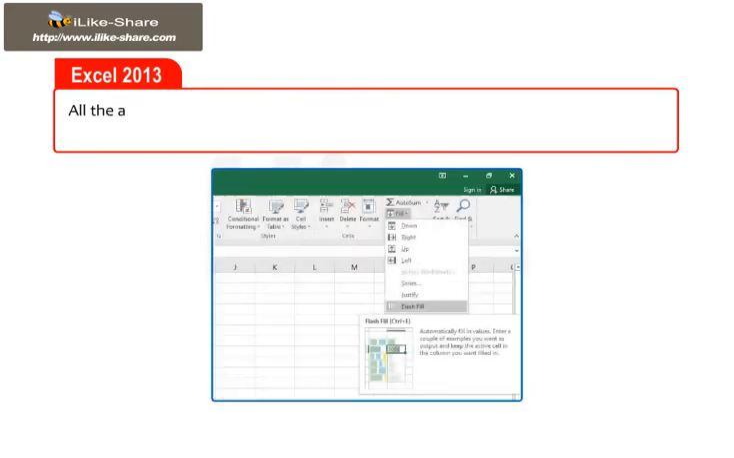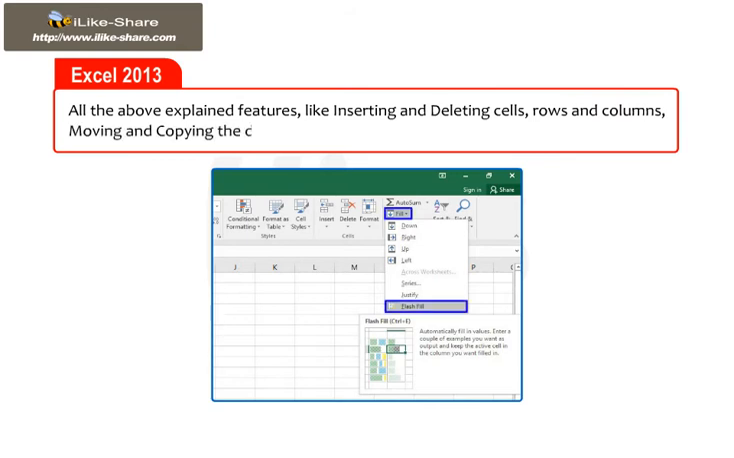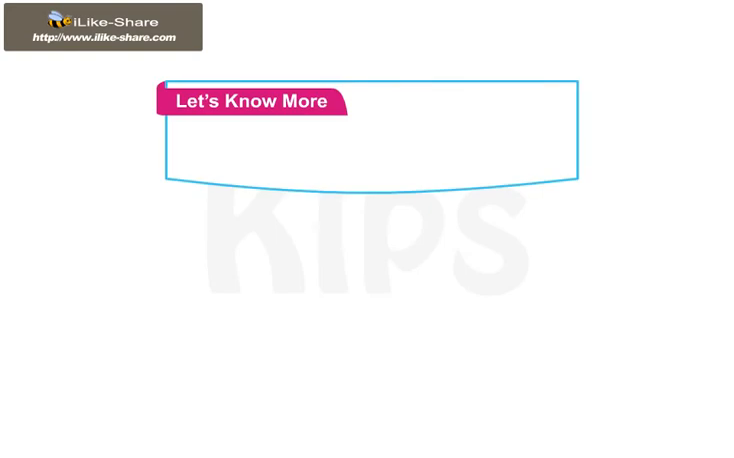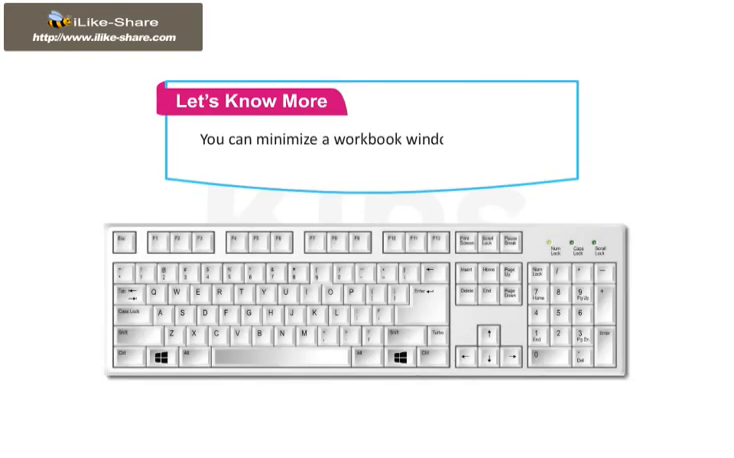Students know that all the above explained features like inserting and deleting cells, rows and columns, moving and copying the data, autofill and flash fill work in the same manner in Excel 2013 as they work in Excel 2016. Also notice that you can minimize a workbook window to an icon by pressing Ctrl+F9 key combination. Ctrl+F10 maximizes or restores the selected workbook window.